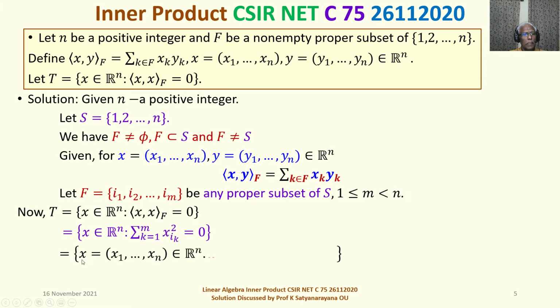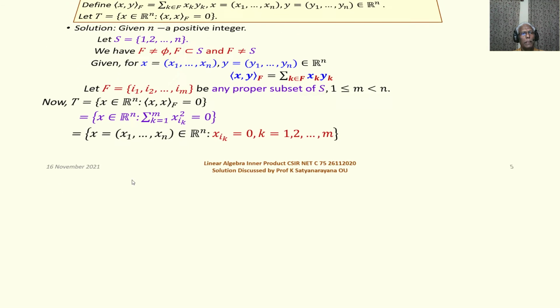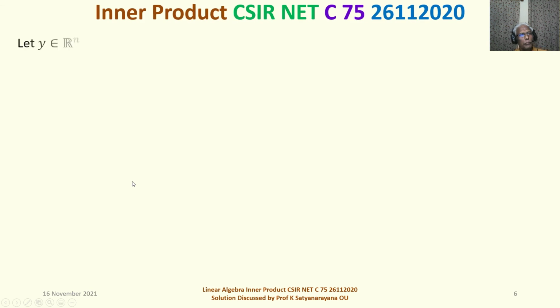So therefore, the set of all those x is equal to x = (x1, x2, ..., xn) belonging to R^n, where x_{i_k} is 0 for k = 1, 2, up to m. That means x_{i1} is 0, x_{i2} is 0, x_{im} is 0. We continue in the next slide.